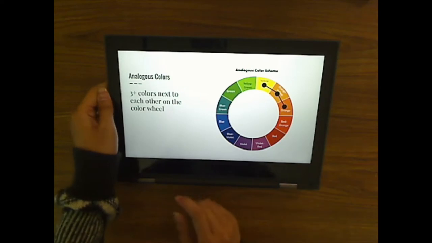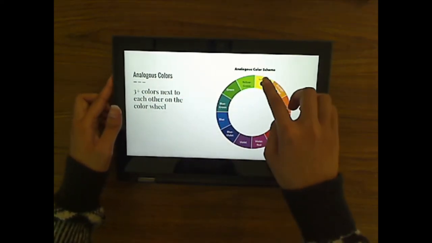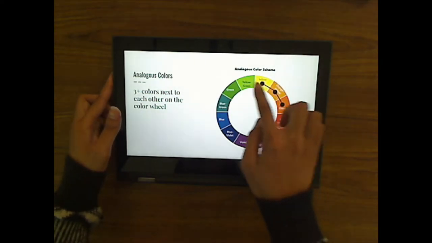Okay, so those are analogous colors next to each other on the color wheel. You don't skip over one. You don't skip all the way to the other side. They are right next to each other.